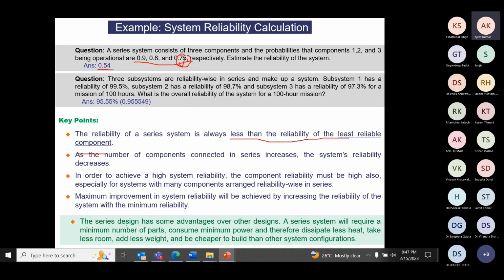Okay. So series system has some advantages in design. Very simple system, minimum number of parts, consumes minimum power. Okay, less heat, takes less room, less weight, cheaper, easy to build, but it is less reliable.